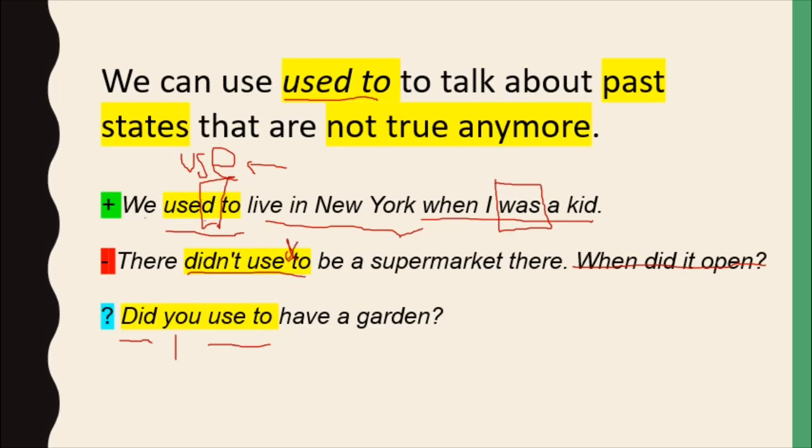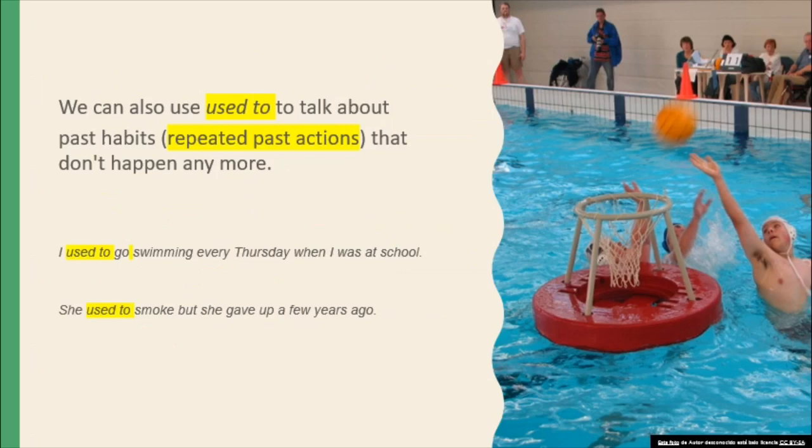Y la última, que es una pregunta. Primero utilizamos el verbo modal, que en este caso es el do, pero en pasado, como aquí, si se dan cuenta. Did, después ponemos la persona. Did you used to have a garden? Tú solías tener un jardín. Para esto, bueno, más adelante explico.